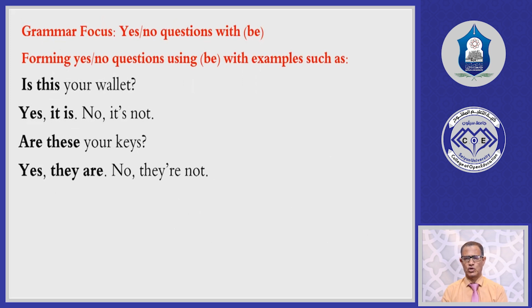Okay, are these your keys? Are here because this is plural. So this is a question using the verb to be, are, and the answer should be yes or no, because are comes at the beginning and it involves the answer yes or no.